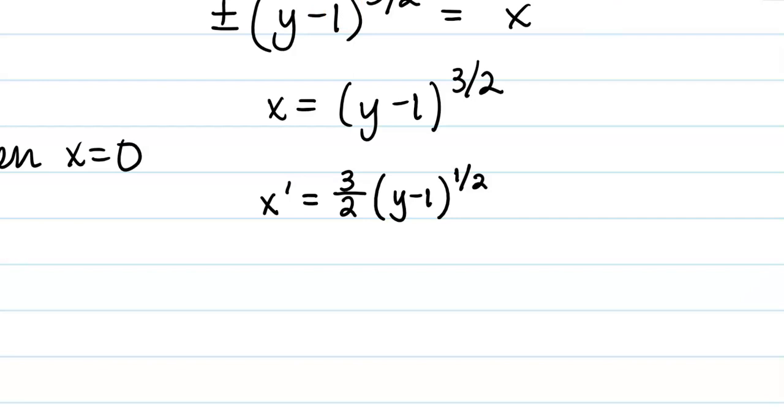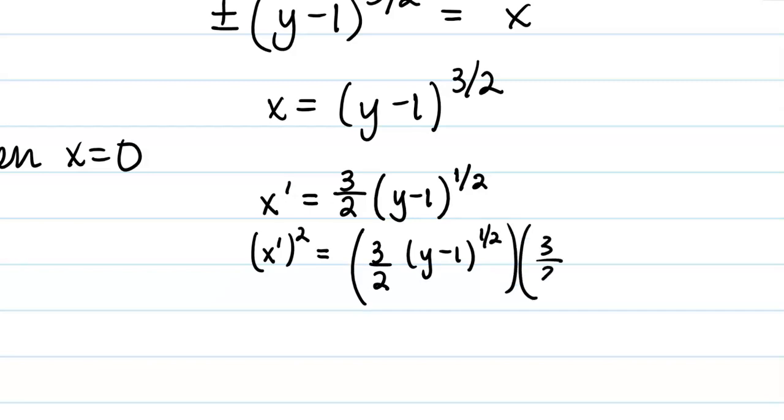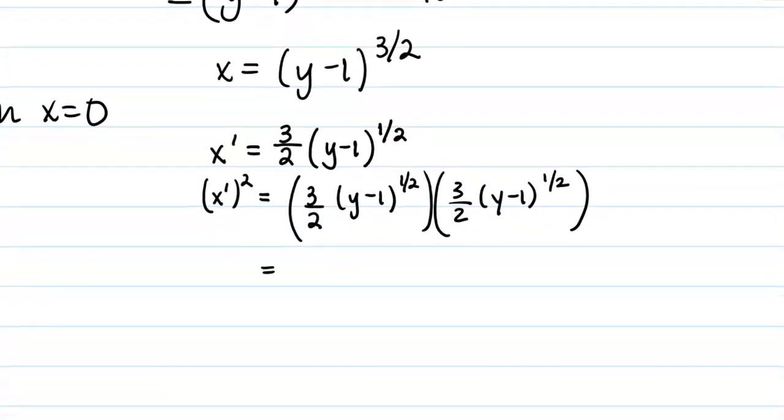We do need to square this derivative, and so I am going to square it. I'll multiply the 3/2 together first to give me a 9/4, and I did this the long way. I could have just squared both the terms. The y minus 1 to the 1/2 multiplied with the y minus 1 to the 1/2 will just give us a y minus 1. So we have the derivative squared.